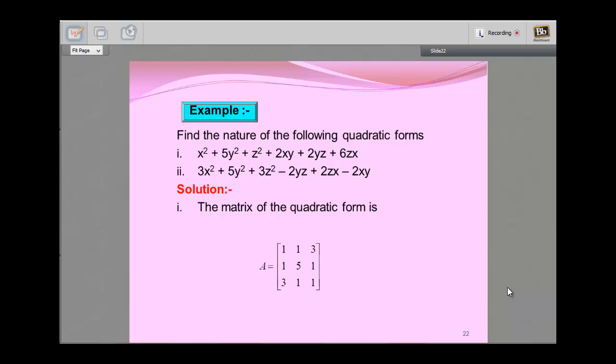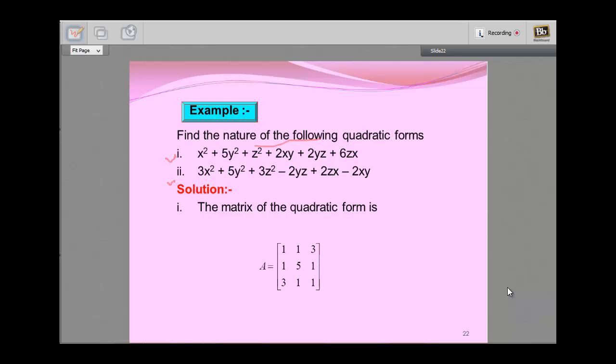So this is a question, and there are two examples. Example number one: find the nature of the following quadratic forms. There are two questions, question number one and question number two. Find the nature of the following quadratic form.